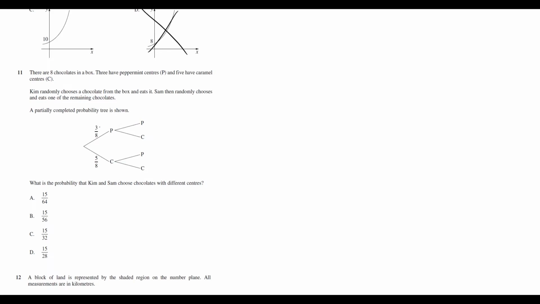So the first branch is going to be from Kim, and then the second branch is going to be from Sam. Alright, so assuming that Kim eats the peppermint chocolate, then there are only going to be 2 out of 7 remaining for Sam to choose from. However, we'll still have 5 out of the total 7 of the caramel. On the other hand, if Kim has a caramel chocolate, and then Sam randomly chooses one, he will have a 3 out of 7 chance of choosing a peppermint, and a 4 out of 7 chance of choosing a caramel. Okay, so now we can actually look at the question.